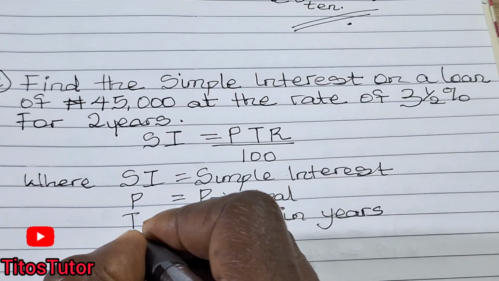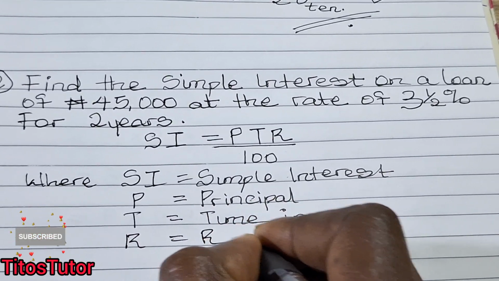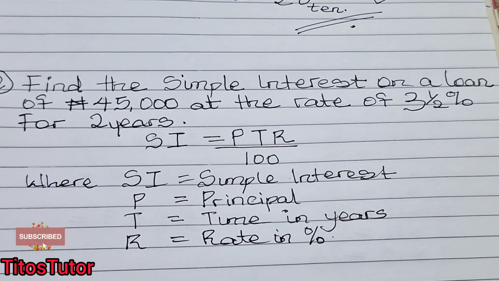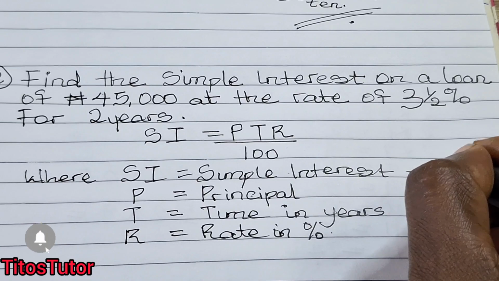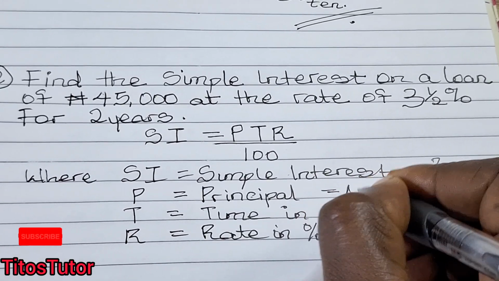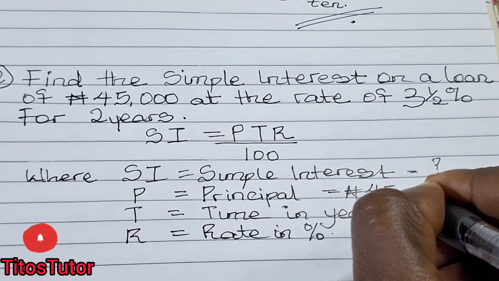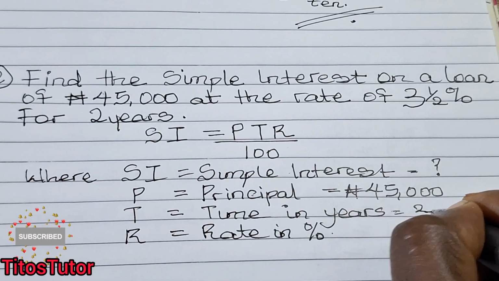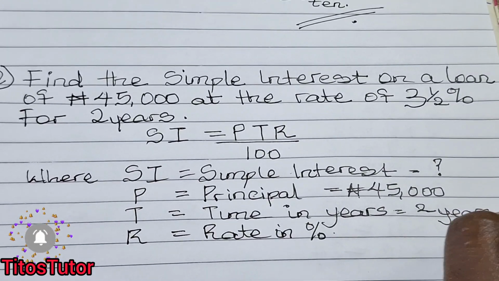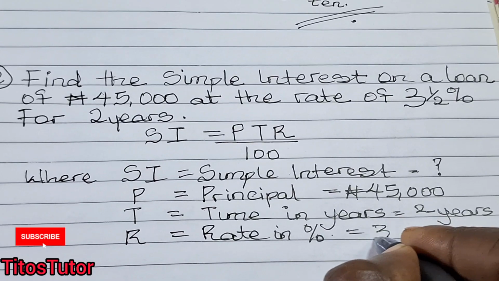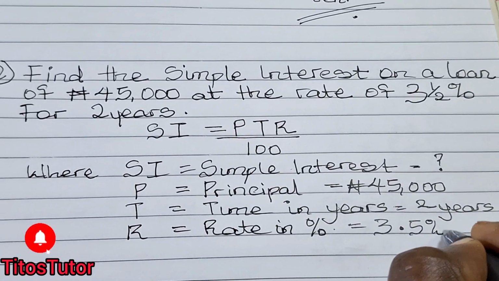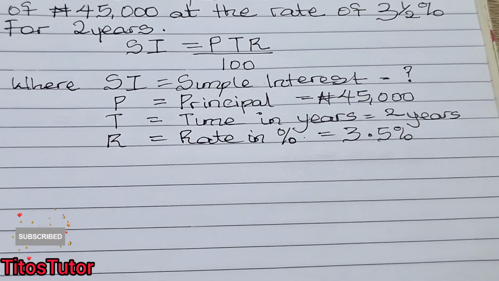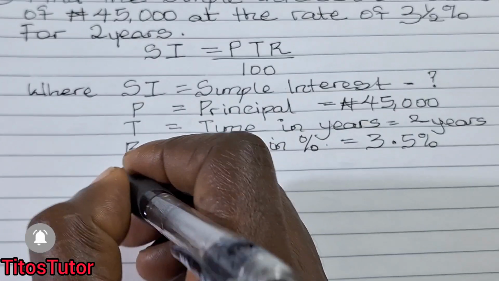Then your R is your rate in percentage. Now that we know all this, your simple interest is what you're looking for. Your principal is 45,000 naira, and your time is 2 years, while your rate is 3.5%. Now that we know all this, all we need to do is substitute it into the formula.